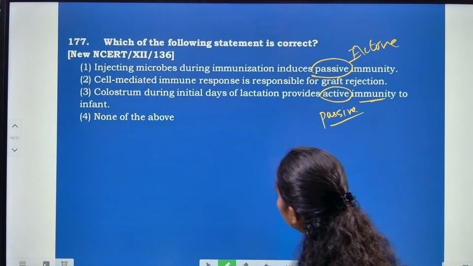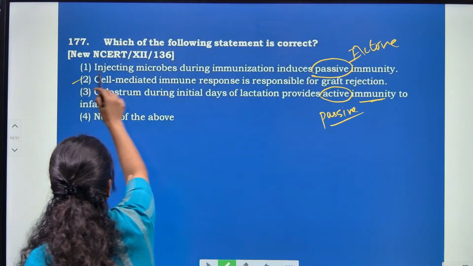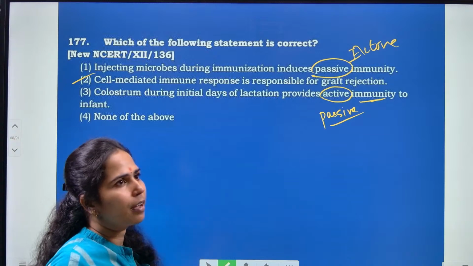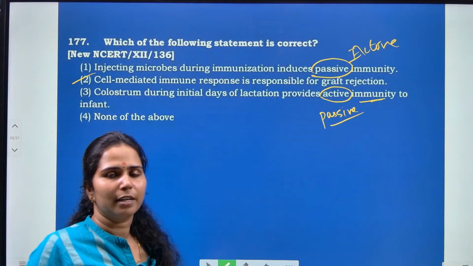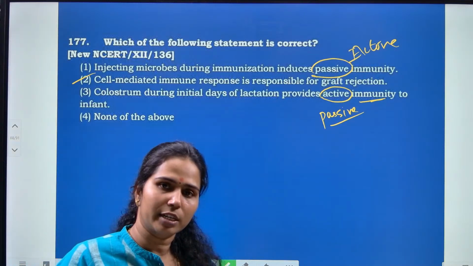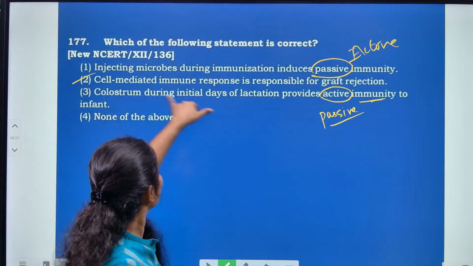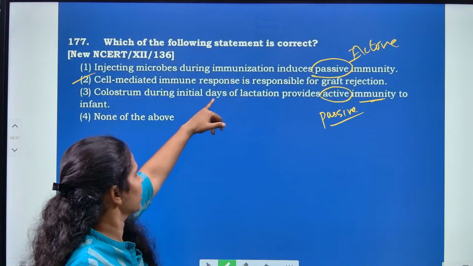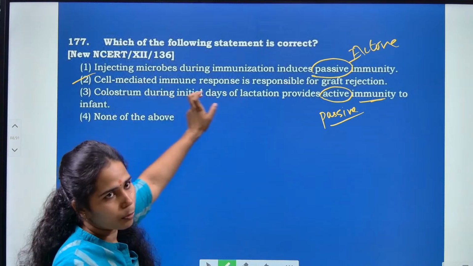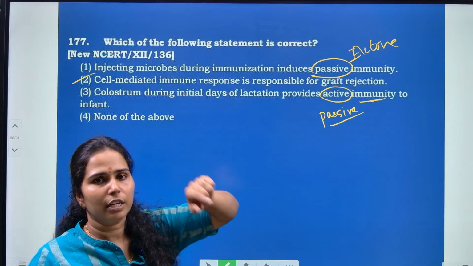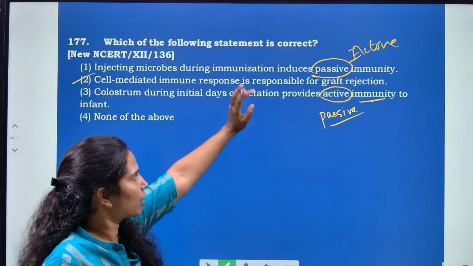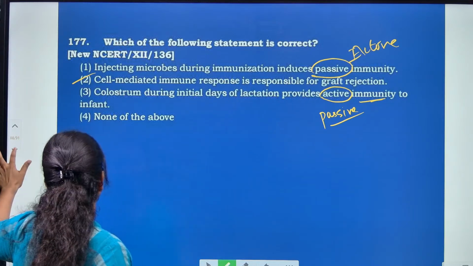The statement which is correct is the cell-mediated one. So, whenever we have an organ transplantation, the organ gets rejected by the body here. It is due to what? It is due to the cell-mediated immune response here. So, in the cell-mediated immune response, which cells are used? The T lymphocytes are going to help in rejecting the graft here.